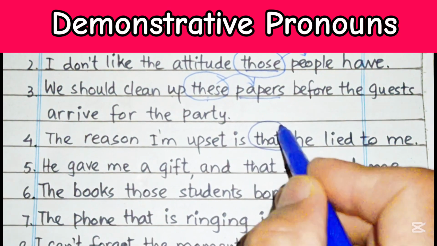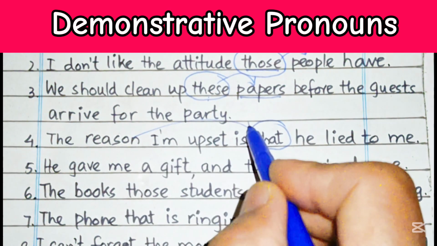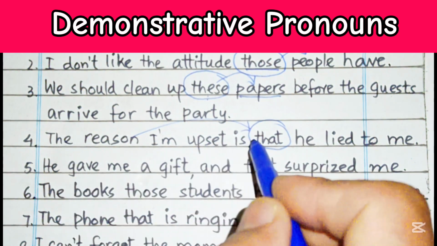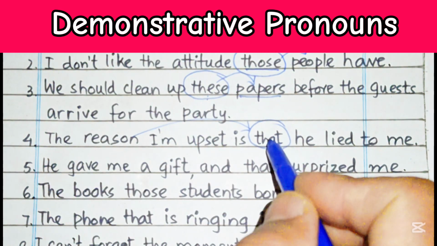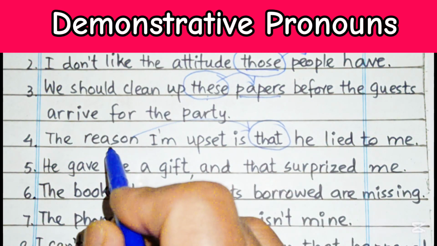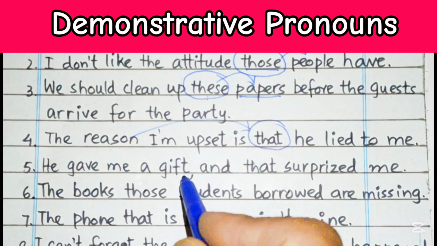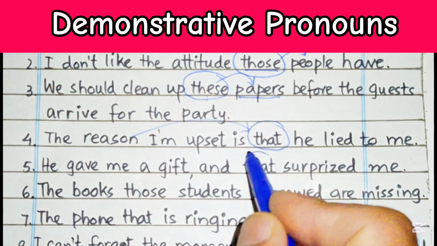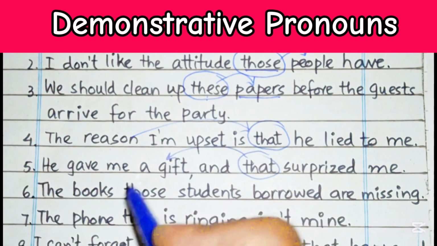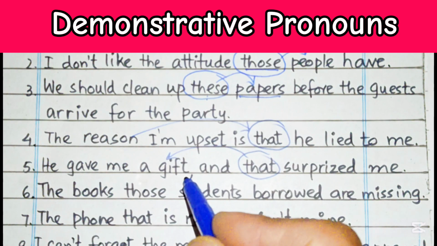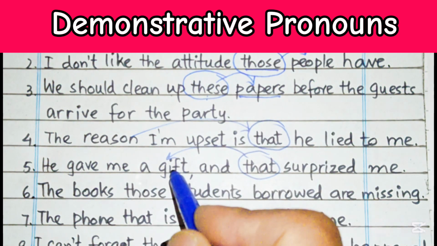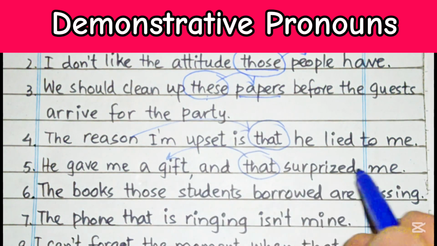The reason I'm upset is that he lied to me. So over here, what is the reason? The reason is that. The reason I'm upset is that he lied to me. So this is pointing towards the reason. He gave me a gift and that surprised me. So over here, this refers to the gift. He gave me a gift and that gift, it is pointing towards the gift, surprised me.